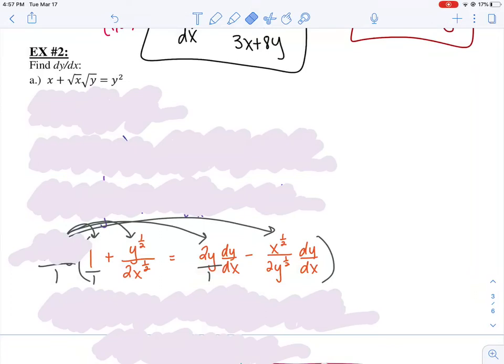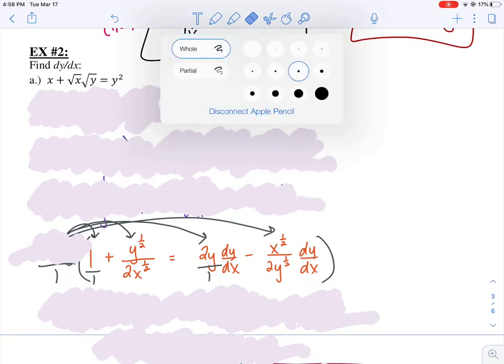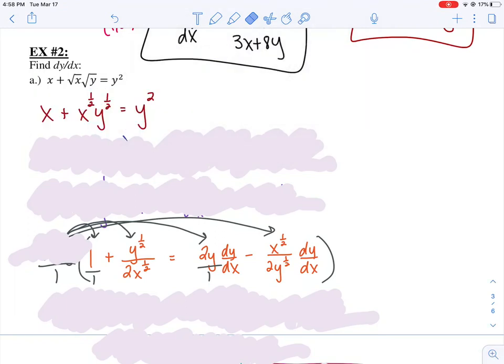All right, here's 14.4 example number 2. Find dy over dx, the derivative with respect to x. I'm noticing a red flag on this one. Remember, anytime we see that square root, we can change them. So instead of the square root of x times the square root of y, we can write x plus x to the 1/2 times y to the 1/2 equals y squared.